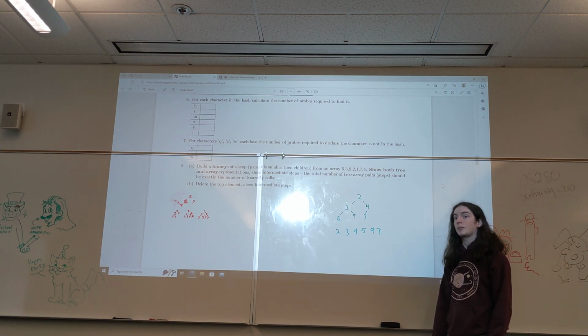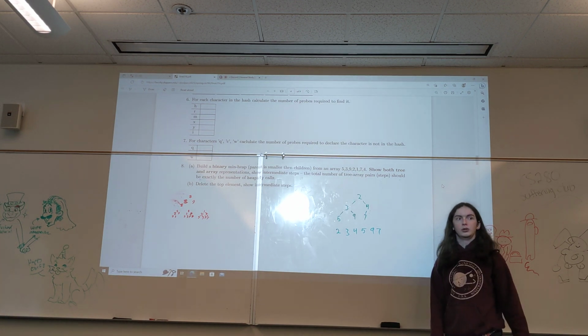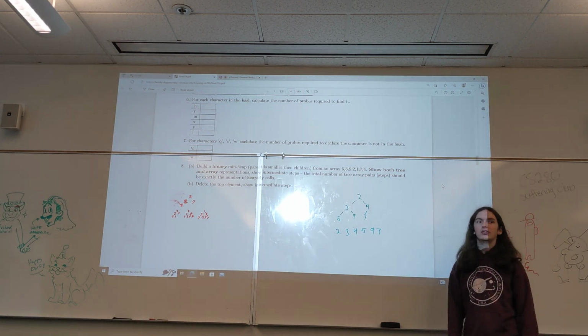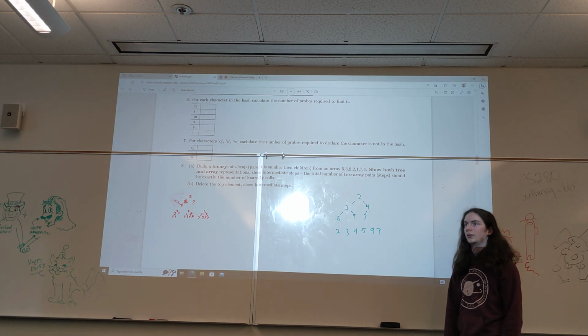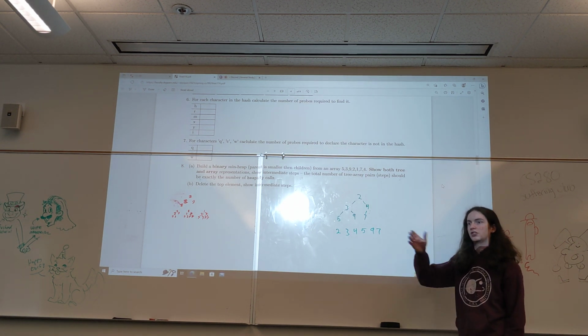And because there's no gaps, we can use that simple mathematical formula to find the child, which makes it very fast. Also you don't have to do pointer dereferencing or any memory access that isn't just an array access.